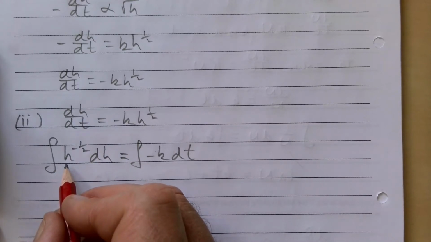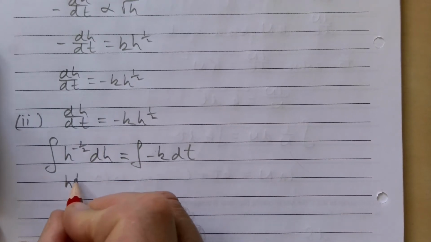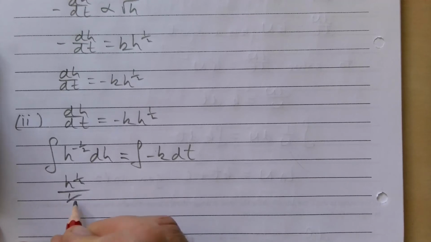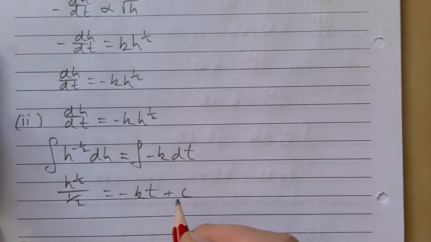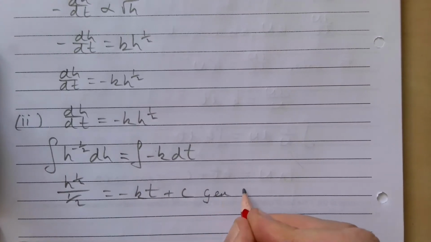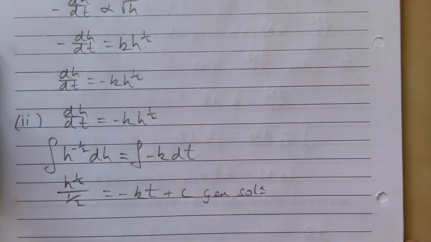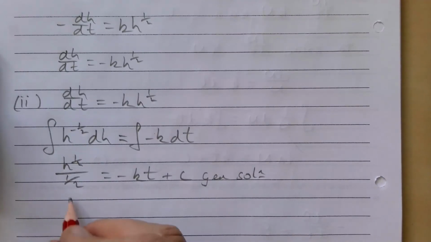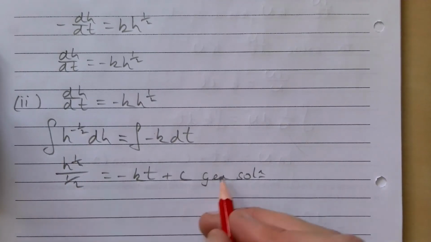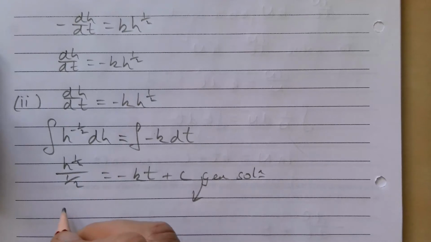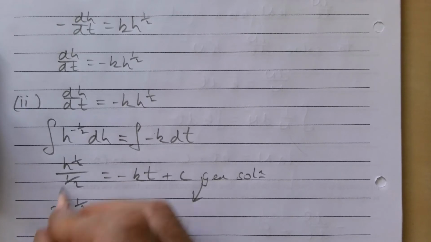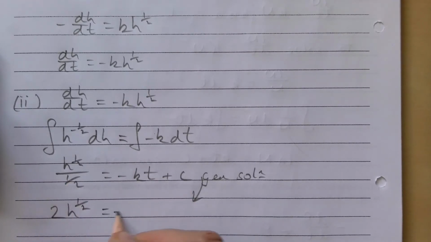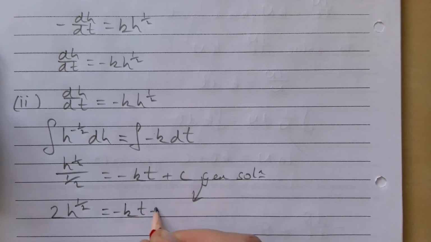Adding 1 to the power and dividing by the new power, just take it nice and slowly, is h to the power of a half over a half equals minus kt plus c. That of course then is our general solution. Tidying that up, I multiply top and bottom, so that's not our general solution. The general solution is going to be on the next line down. Or tidy it up: 2h to the power of a half, I haven't multiplied by 2, I've just let the half divide in, equals minus kt plus c.